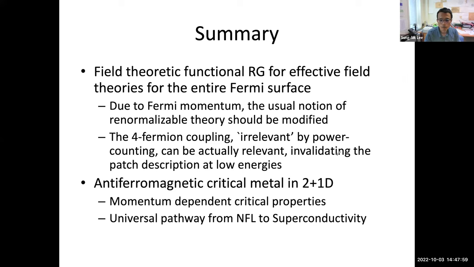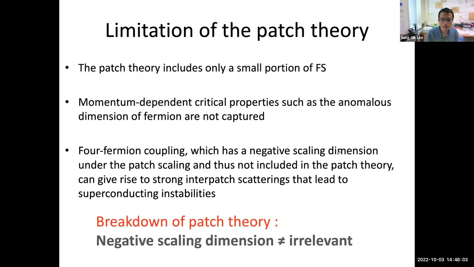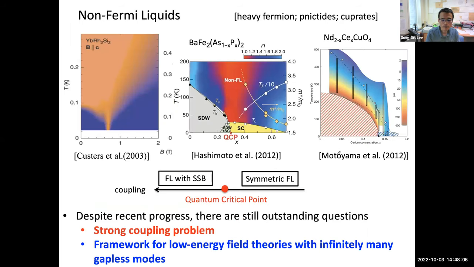Yeah. So I view these as two separate issues: the strong coupling problem and the functional RG framework. The framework itself is general. However, whether you can compute a quantum correction in a controlled manner depends on which theory we are looking at. In particular, the small nesting angle expansion doesn't work for other types of non-Fermi liquids. That part, the small nesting angle expansion part, is specific to this antiferromagnetic non-Fermi liquid.